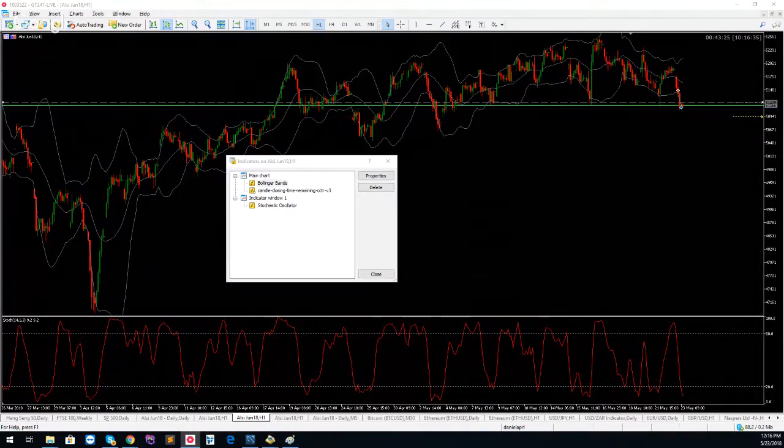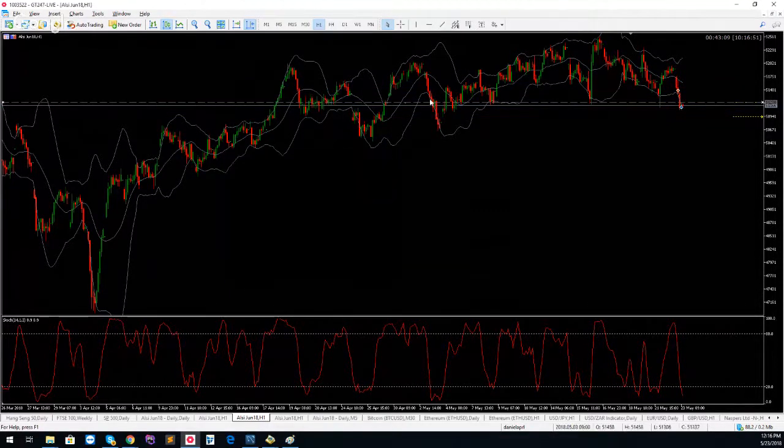Enables visualization. Sorry guys, now I can't change the color on this system. I thought I could, but I couldn't. All right, so the middle line is the moving average.